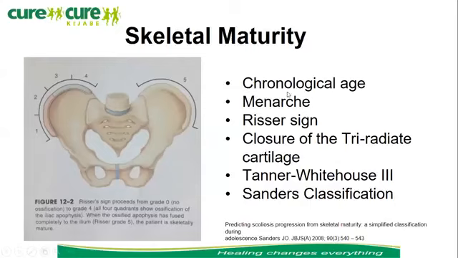Then others, of course, the chronologic age is one of the things. Menarche, of course, that's for girls. If they have already gone through menarche, I mean, menarche was 2 years ago, then they have reached skeletal maturity, and the curve is not likely to progress very much. Closure of the triradiate cartilage. Whitehouse classification is thought to be one of the most accurate. And then Sanders and group tried to simplify that for clinical practice. So Whitehouse classification is a very significant one.